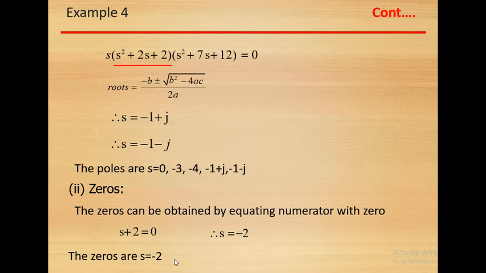So here the zeros are only 1, s is equal to minus 2. Only one 0 will be there, which will be real also, at minus 2. So only one 0 is there, and the poles are 1, 2, 3, 4 and 5. 5 poles are there. Again I am repeating, you have to go through this equation, how to calculate the roots of the equation. That you have to keep in mind.